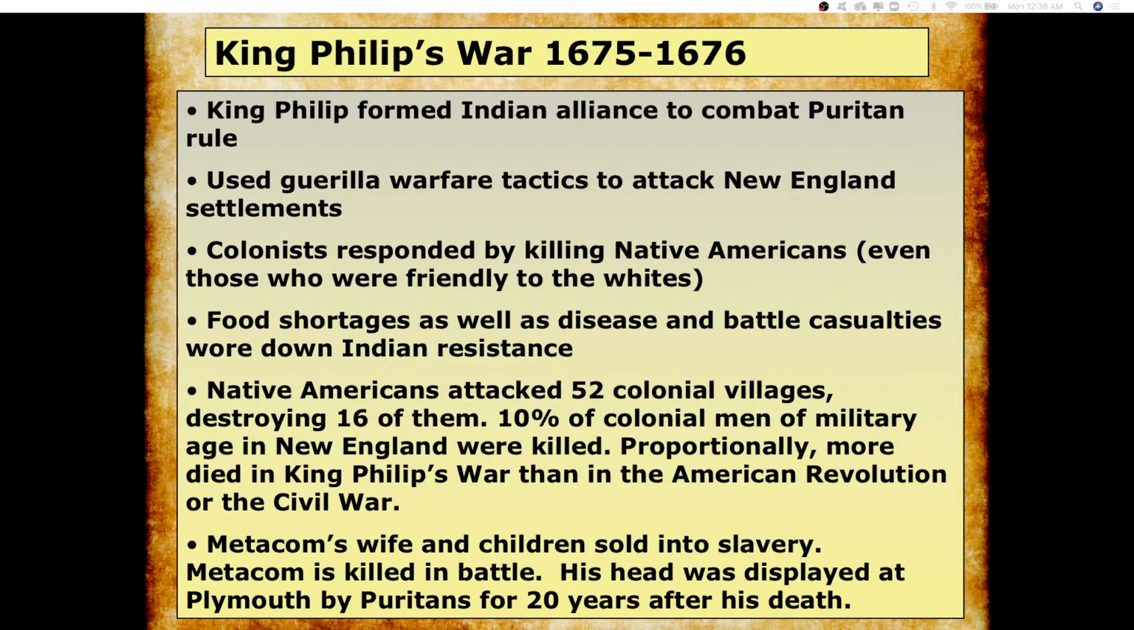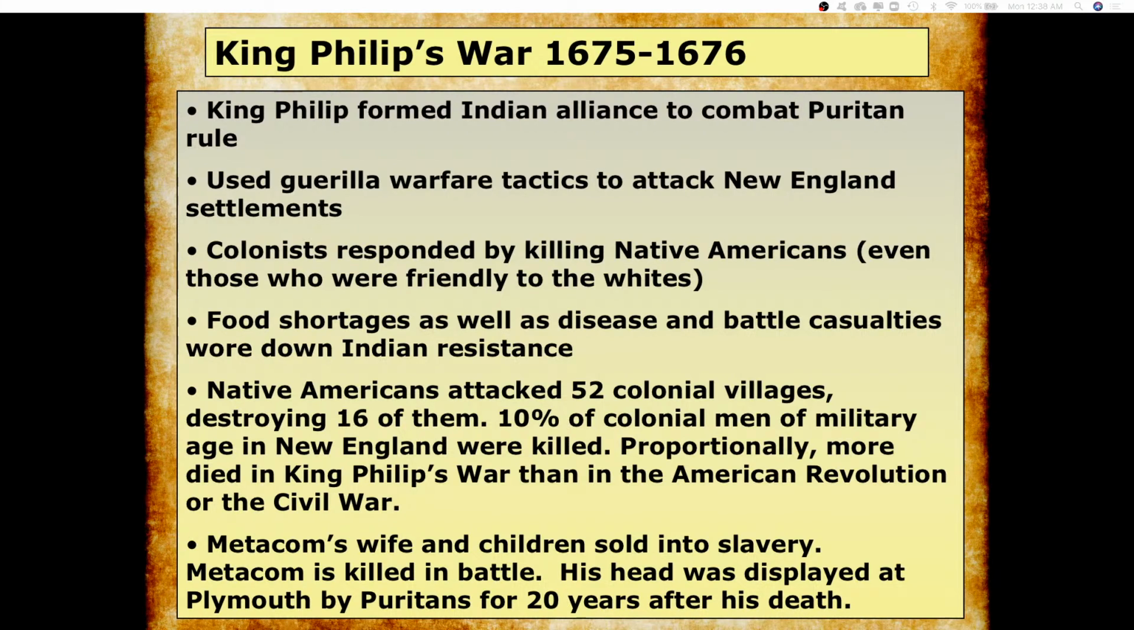And here's an interesting statistic for you guys. 10% of colonial men of military age in New England were killed in this 1 year during King Philip's War. If we were to look at this proportionately with the population, and we're comparing it to the American Revolution, proportionately more people died in King Philip's War than the American Revolution. And if we're to go a step above to our bloodiest conflict in American history, the Civil War, more people proportionately died during King Philip's War than in the Civil War.